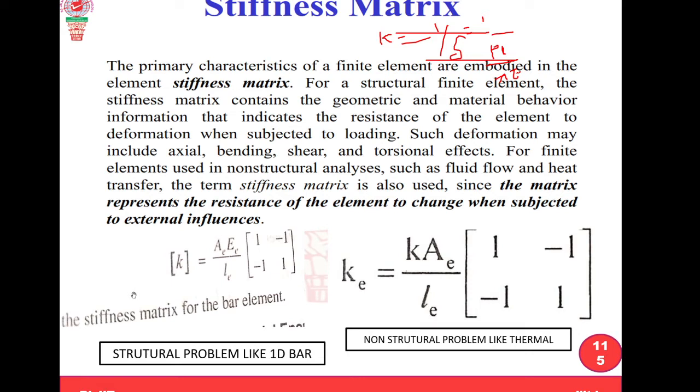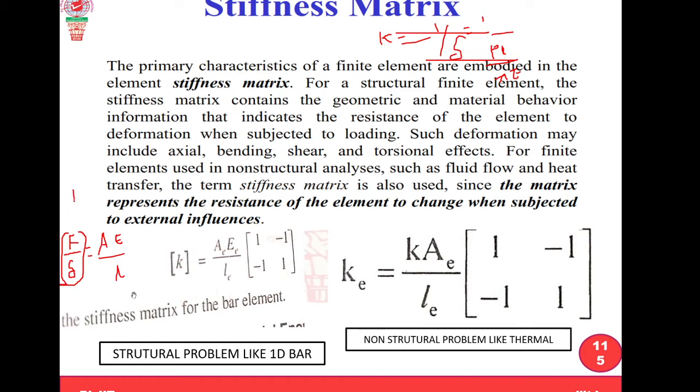So that means stiffness is nothing but the force required to cause the unit displacement, that is F by delta. Force required to cause the unit displacement, that is F by delta. What will you get? AE by L you will get. So F by delta we can call a stiffness.